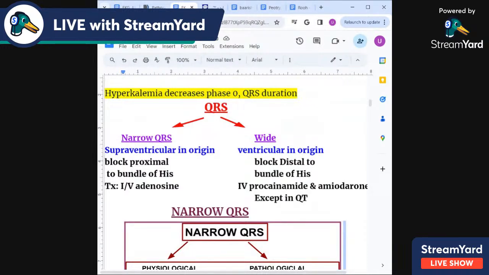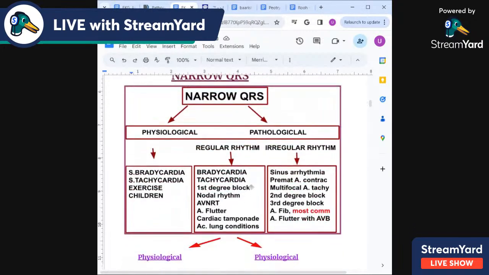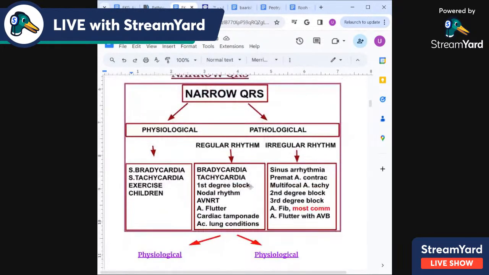and the wide QRS. Narrow QRS is supraventricular in origin, whereas wide QRS is ventricular in origin. In narrow QRS, the block is proximal to the bundle of His, and in wide QRS, the block is distal to the bundle of His. The treatment for the narrow QRS is mainly adenosine, and for wide QRS, the treatment is IV procainamide and amiodarone.